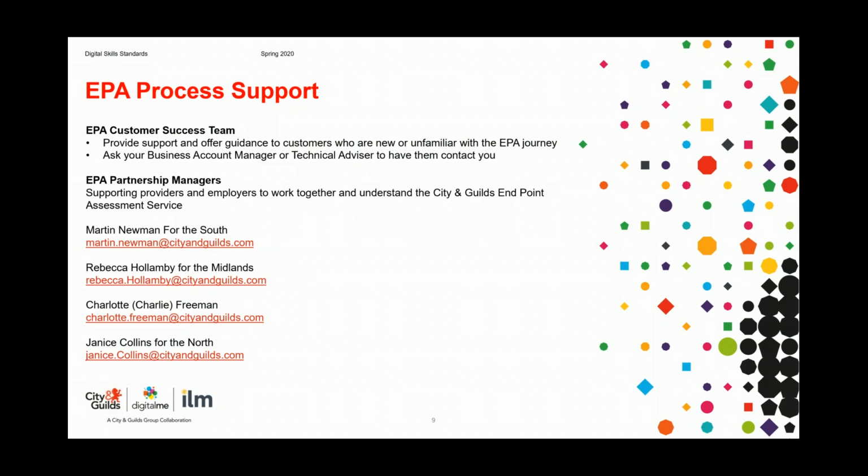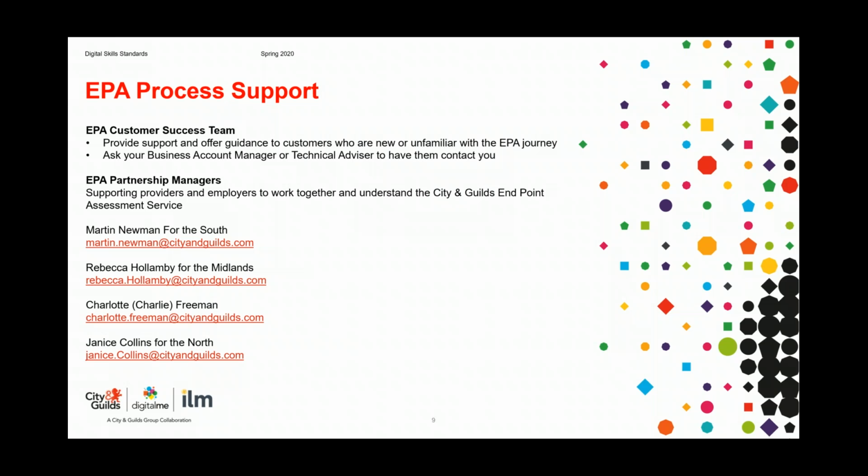In terms of EPA process support, if you need help working through any of the procedures around EPA, such as registering people, putting things on the EPA portal, and getting through Gateway, please contact our customer service and ask if somebody from the EPA customer success team can give you a call. We have that EPA support team behind the scenes that can help you.